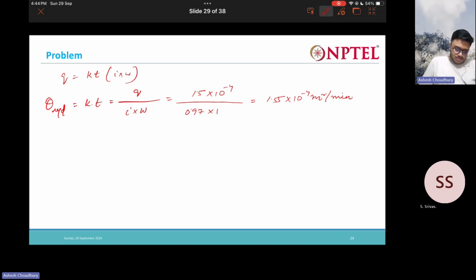Fine. Next we have the factor of safety, now by theta required, right?